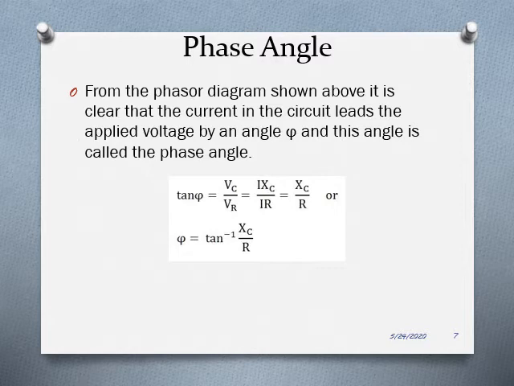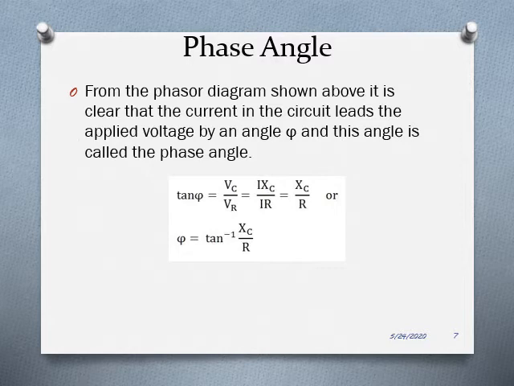VR. VC is I XC and VR is I R. So if you cancel out the currents, you get XC by R. So phi will be equal to tan inverse of XC by R. Similarly, if you want, you can choose the power factor also. Power factor is cos phi.